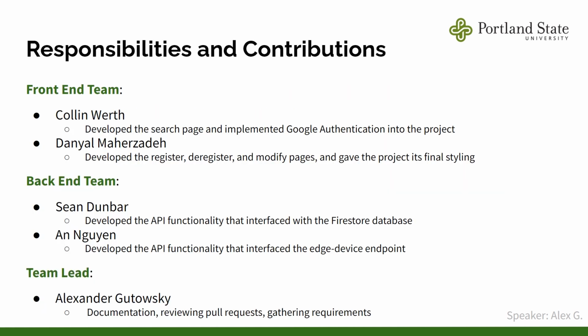A little bit more on our development process. Our team of 5 was structured into a full stack development team. Collin and Danyal worked on the front end, developing all the web pages, making those API calls, and displaying all that information to the user. Sean and An developed our API functionality, with Sean working on the interface with the database and An working on the PubSub and edge device client. I steered the overall direction of the project, as well as writing up that documentation, reviewing the pull requests, gathering requirements, and leading the discussions with our sponsor.